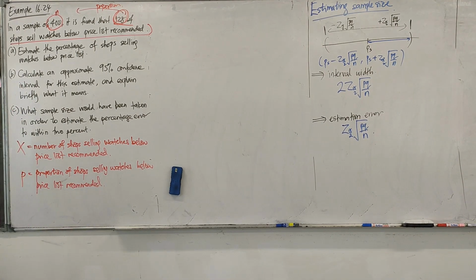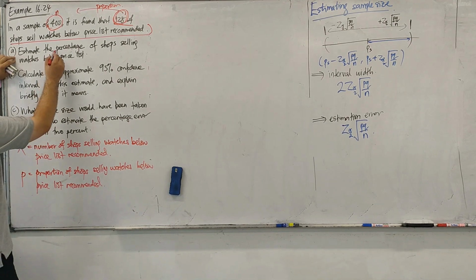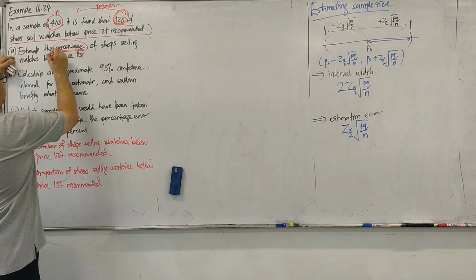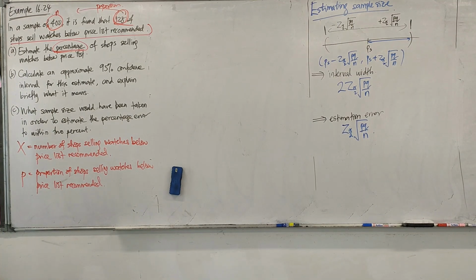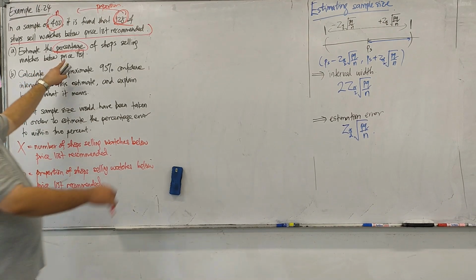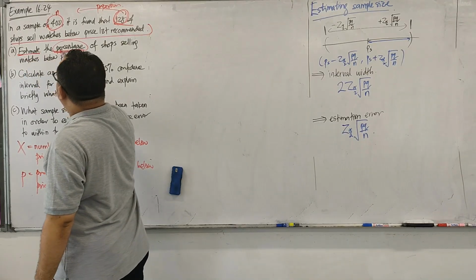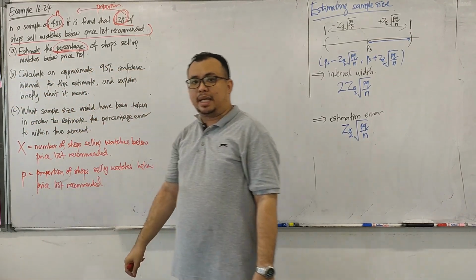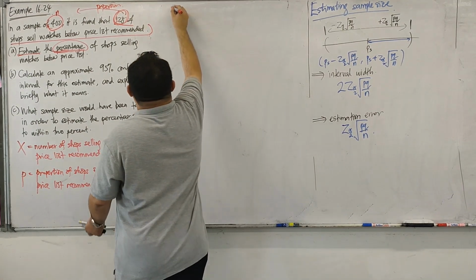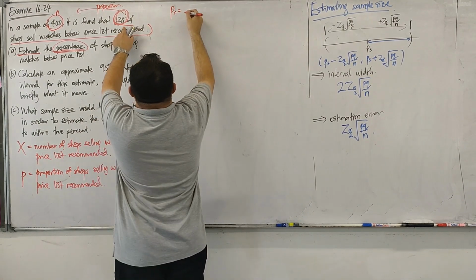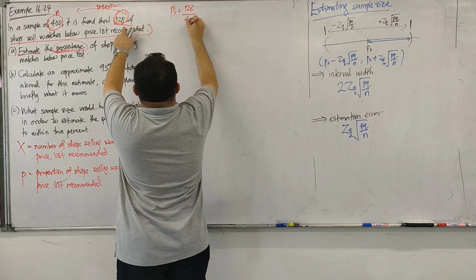Okay, therefore, okay, kita tak belum lagi dapat confidence interval. Okay, this one saya nak cari estimate the percentage. The question say percentage. Percentage of shops selling watches below price list. Okay, so percentage dia adalah, okay, ini nampak tak perkataan estimate the percentage? Maksudnya kita nak cari unbiased estimate. So saya boleh cari P hat. PS saya adalah 128 over 400.